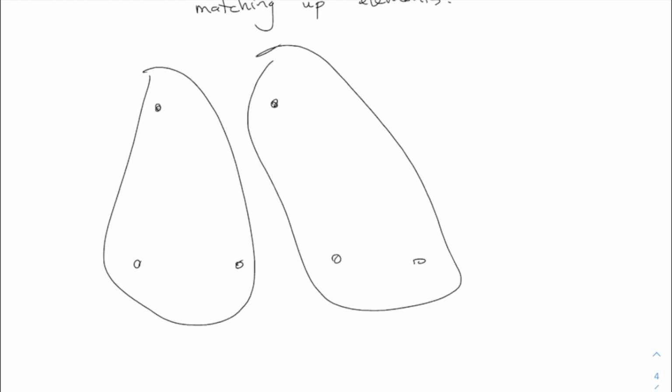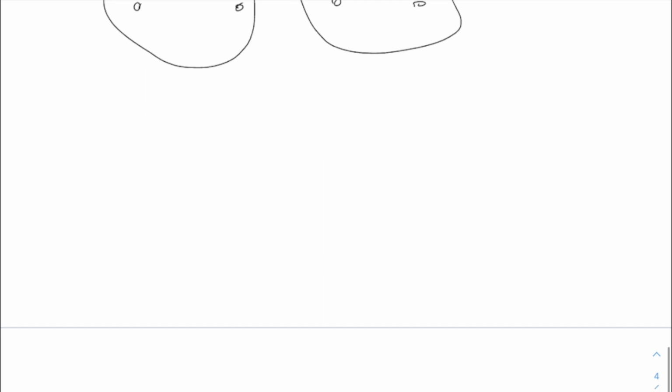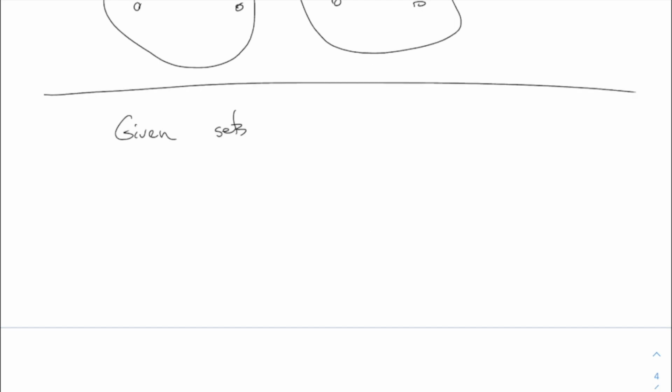All right. So anyway, we're going to do this with functions. So let's get a little technical here. Given 2 sets, X and Y, these are 2 sets which I intend to compare the sizes of. They may be finite sets, but it's more interesting when they are infinite sets.